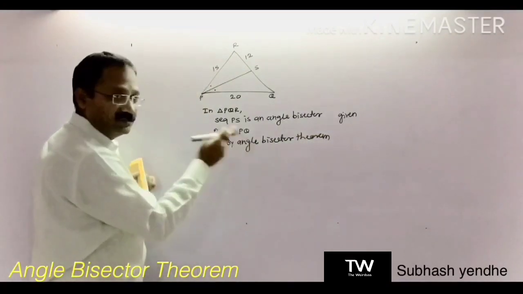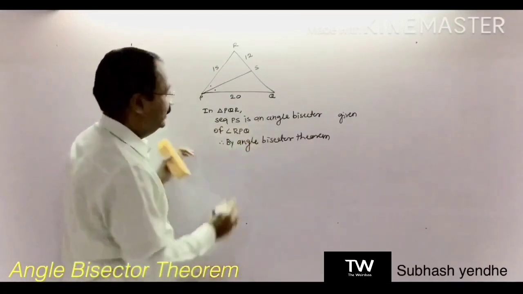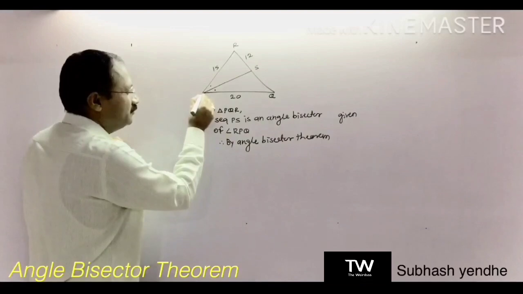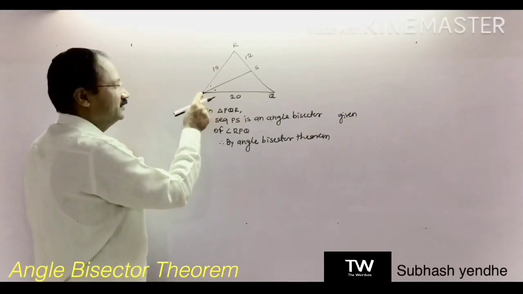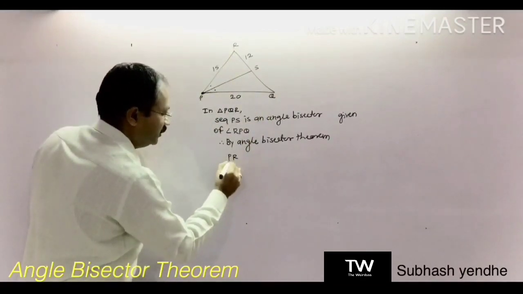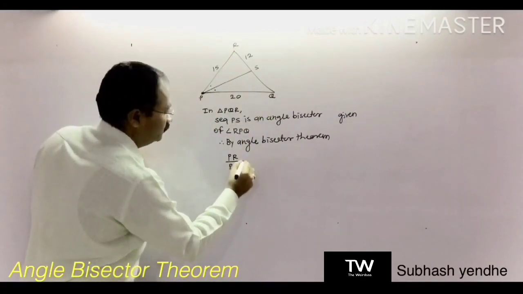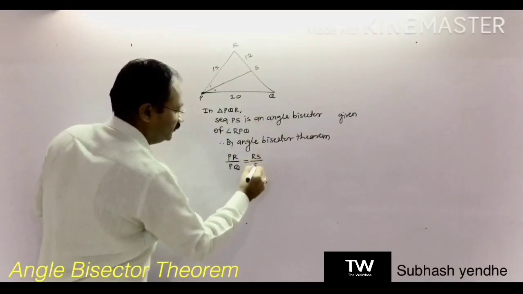Don't write the shortcut A.B.T. You have to write it as angle bisector theorem. You have to start it from point P. Why? Because there is an angle bisector. So PR upon PQ equals RS upon SQ.